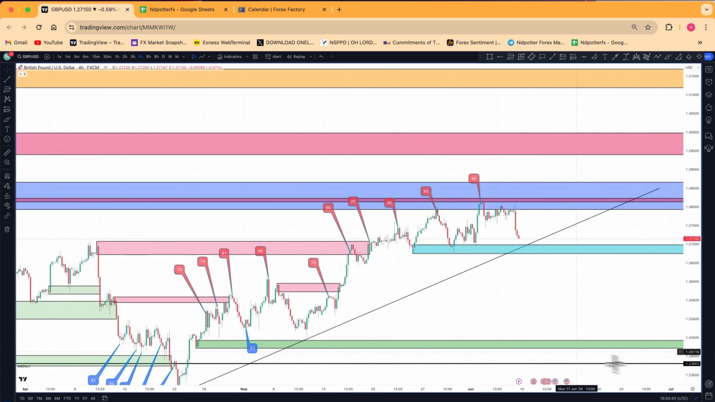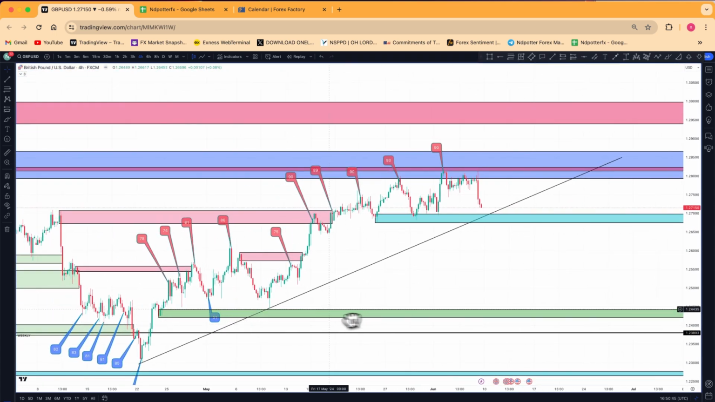Looking at the 4-hour time frame here, you can see this trend line hasn't been removed, and I'm actually looking at this supply zone. There is a possibility for this supply zone to be removed, but if this supply zone doesn't get removed and the market starts shooting to the upside here, I will be looking for my entry to long this market.